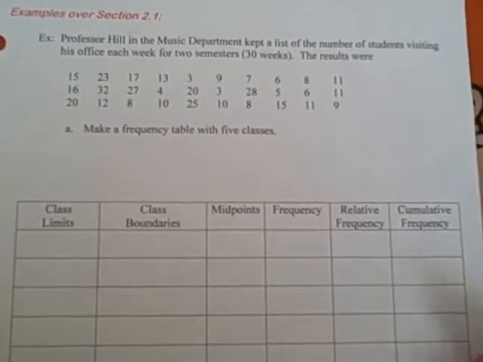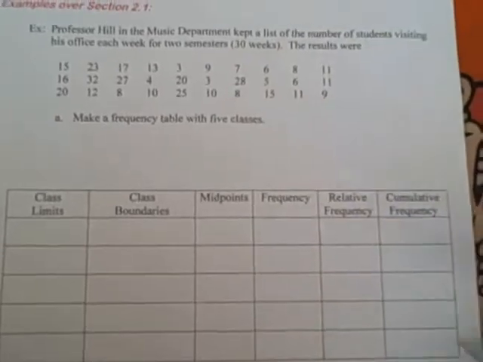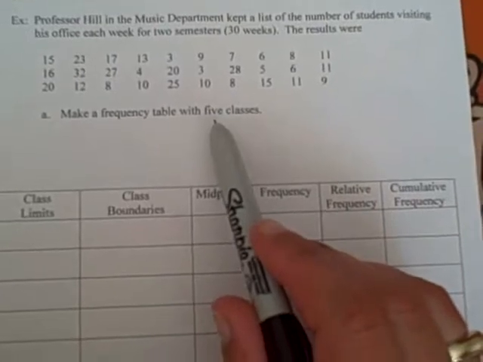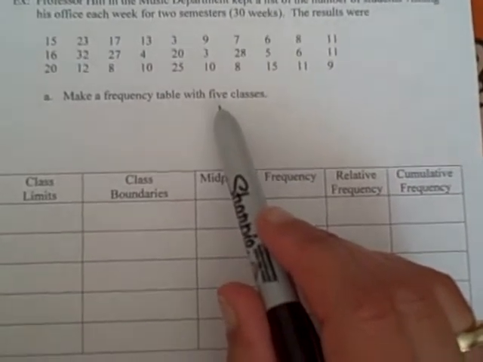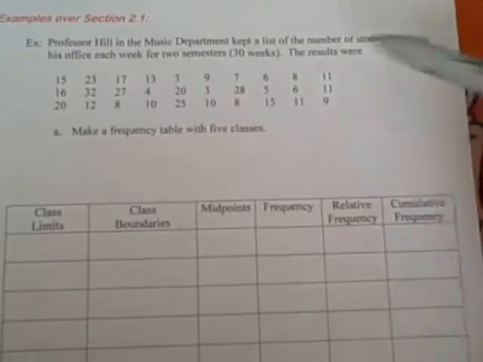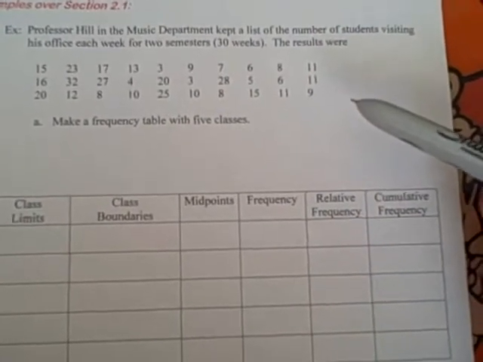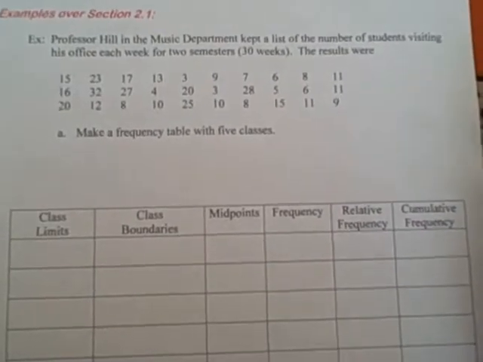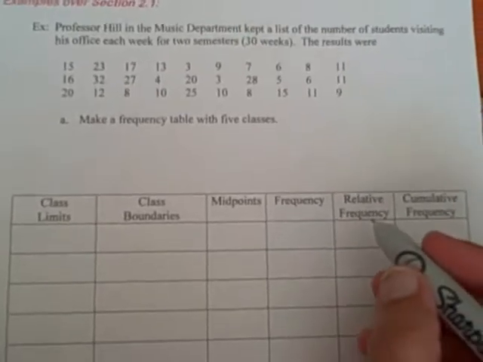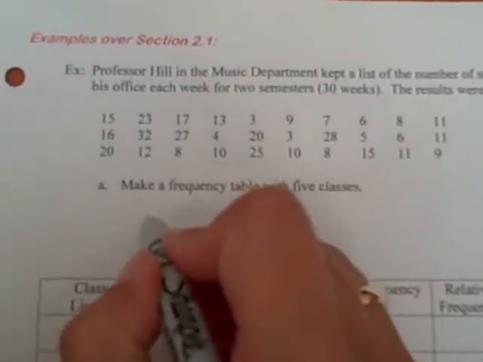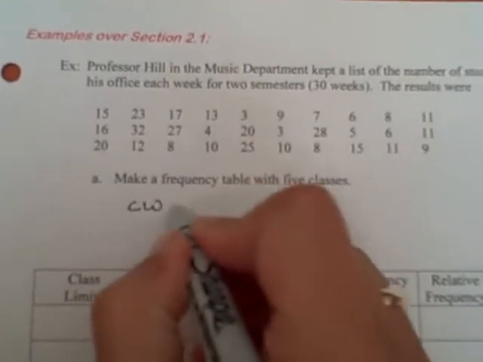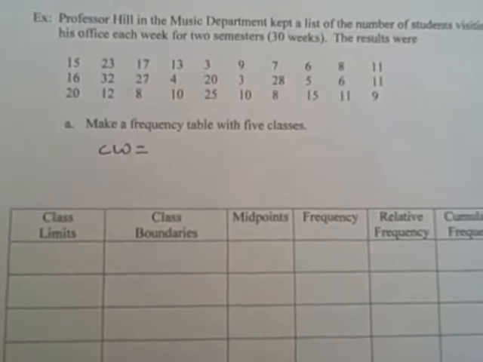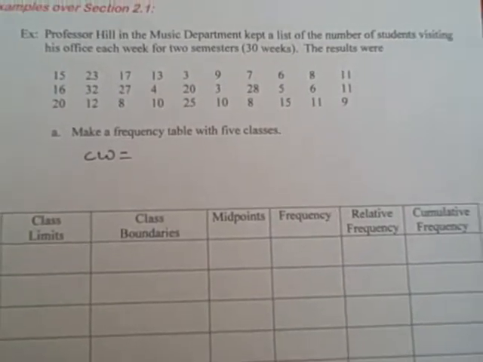Now what a frequency table does is it splits our data up into groups or classes. All of the problems will tell you how many classes to use. We're going to make a frequency table with 5 classes. So we're going to split these 30 weeks into 5 groups. The first thing that we have to do is figure out what values go into what group, and that's called the class width. Now the formula for class width in your notes was to take the largest data value minus the smallest data value and then divide by how many classes.